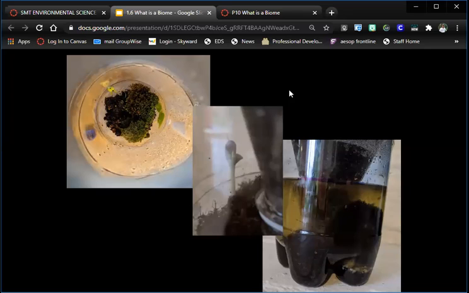So in this top picture, you see I took the cap off of the desert biome and I took a picture from the top down. Okay, I did that because there's a lot of water on the sides attached to the plastic and condensation had formed.